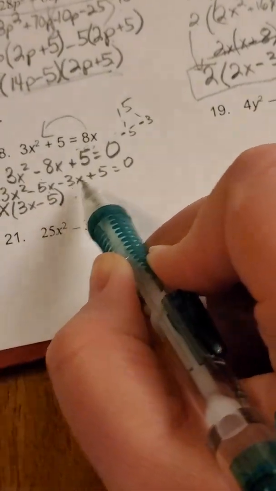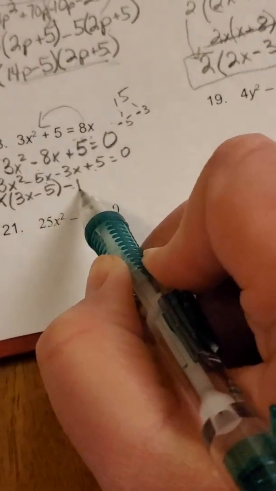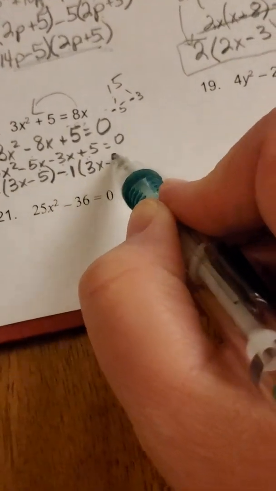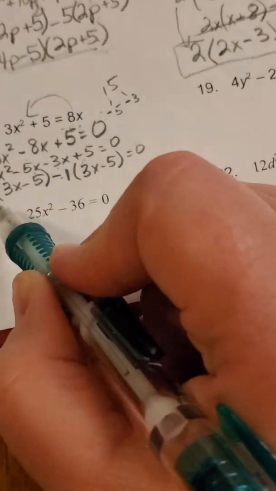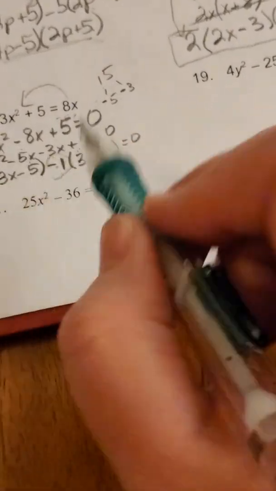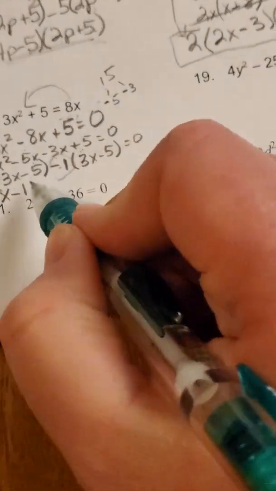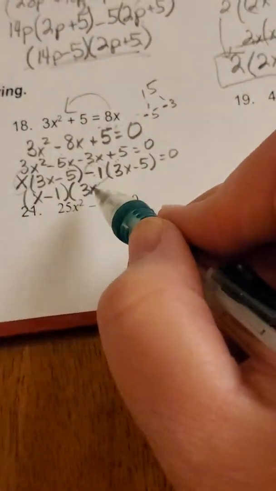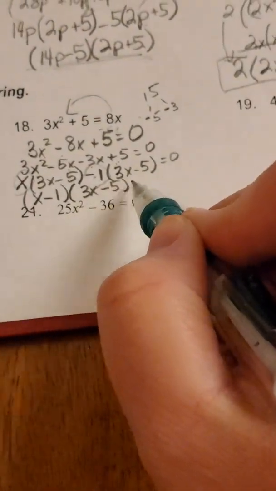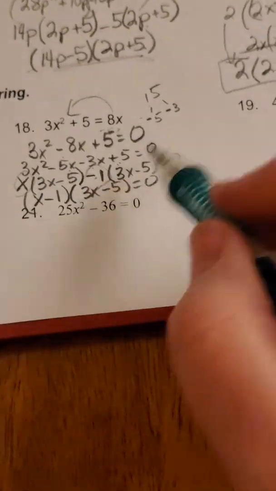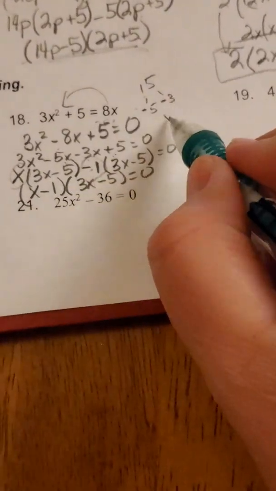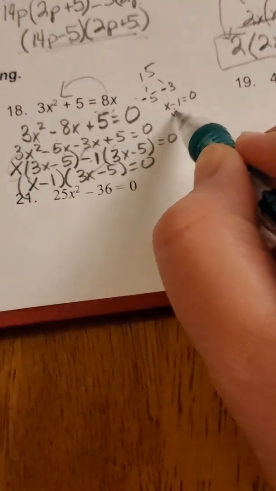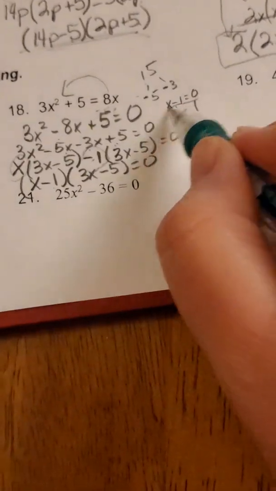And over here I have negative 3x plus 5. So if I factor a negative 1 out, I would get 3x minus 5. So now I can put this x and this negative 1 together, and we get x minus 1 and 3x minus 5 equals 0. So I can set x minus 1 equal to 0. All right, and that is adding 1 to both sides. x is 1. So that's one answer.